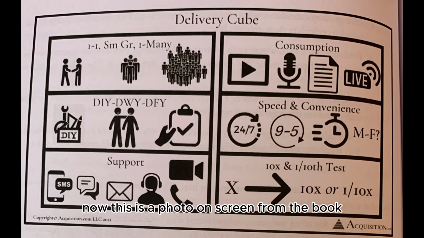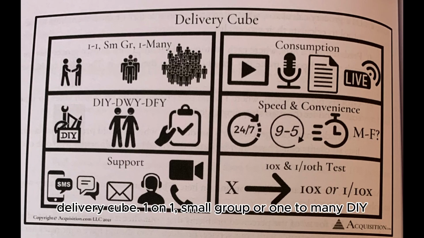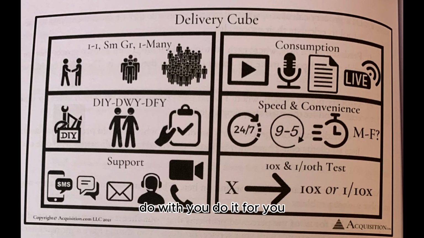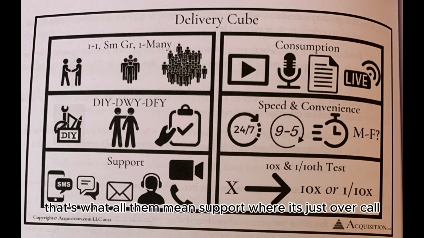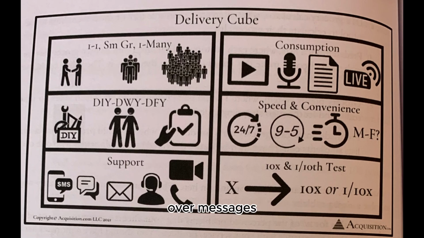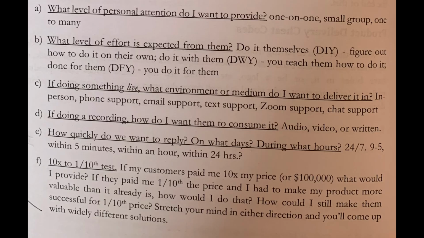Now this is a photo on screen from the book, which is the whole how you can do it. Delivery cube: one-on-one, small group, or one-to-many. DIY, do it with you, do it for you, that's what they all mean. Support, where it's just over call, over messages. Consumption, that can be through YouTube, podcasts, live. Speed and convenience, and the 10 times and 1/10th test. Then this is the explanation of it.